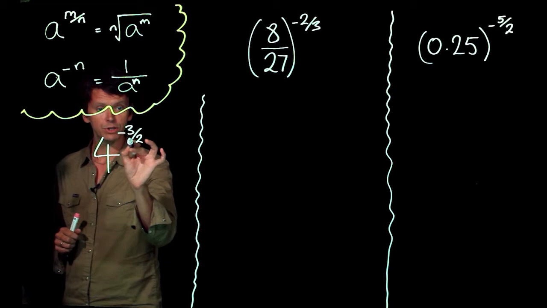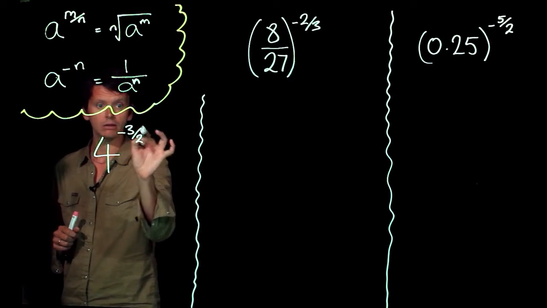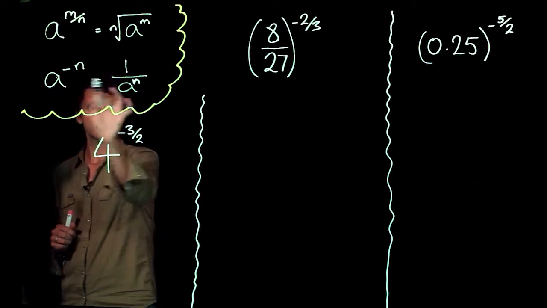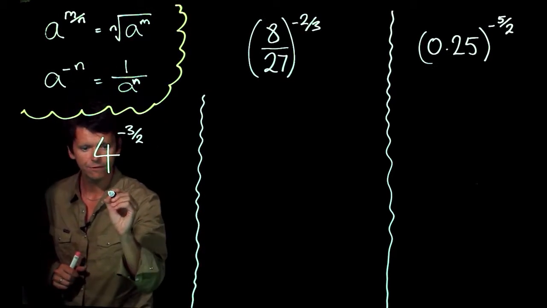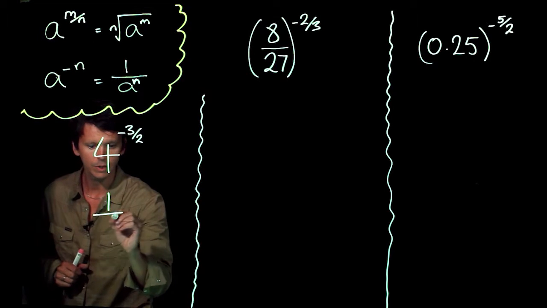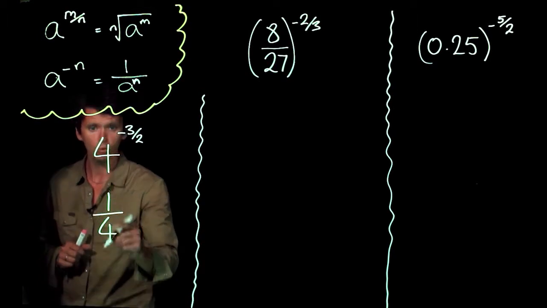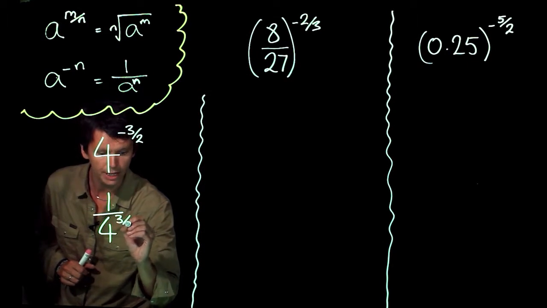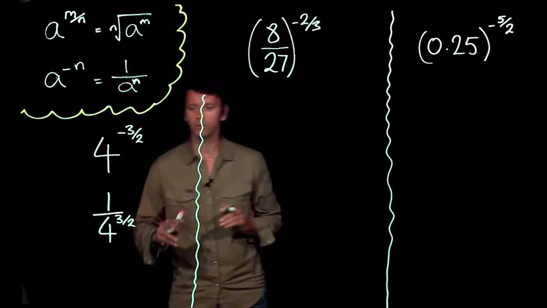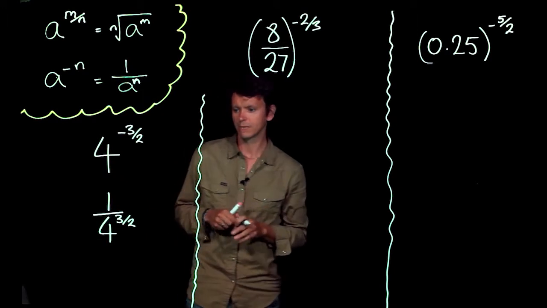Firstly, we're going to deal with this negative sign in our power, and we're going to use this rule here. So, to get rid of that negative, we're going to have the reciprocal, we're going to put 1 over 4 to the power of 3 halves. We've dealt with our negative straight away.